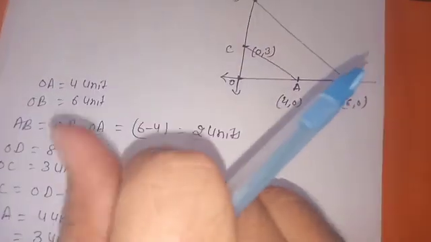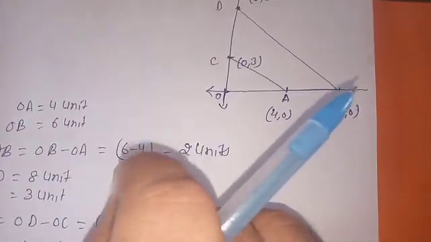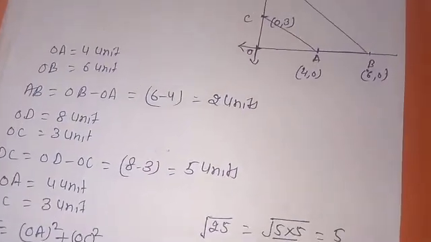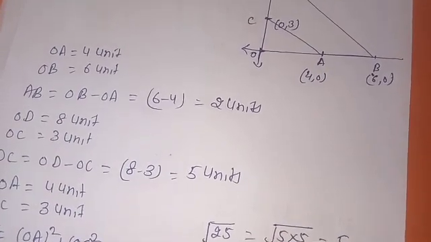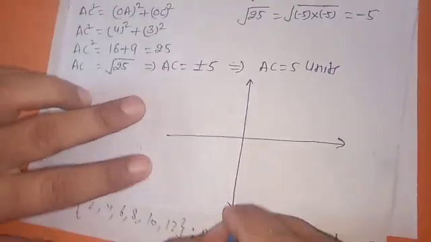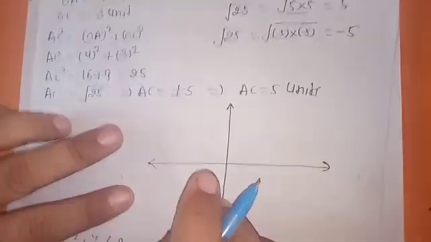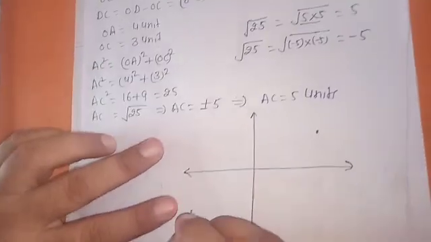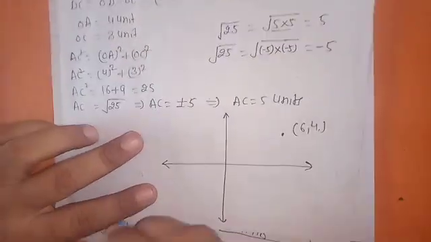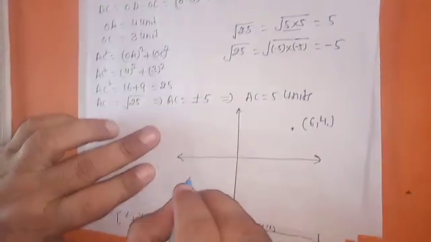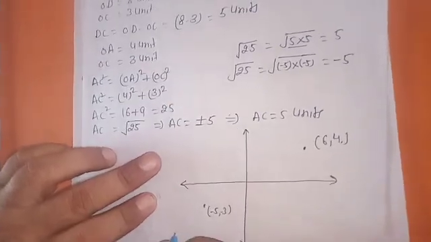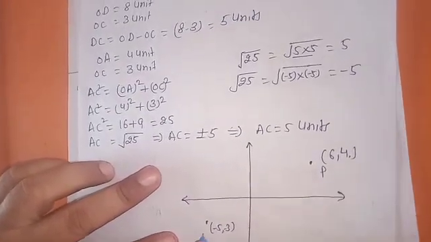But what happens if 2 points lie in different quadrants like this? As you know, which is the first quadrant, which is the second quadrant, which is the third quadrant. Like this, this is a point whose coordinates are 6 and 4. And this is a point lying in the third quadrant, minus 5 and minus 3. This is P, this is Q.